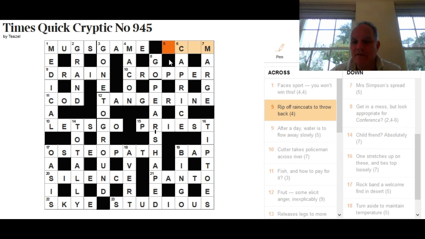And then finally, we can finish off with 5 across. Rip off raincoats to throw back. And the clue there sounds like it's talking about tearing off bits of clothing and throwing them back. But in fact, to throw back is being used as an indication of what you do with a word. You have to throw a word for raincoats back, and that will give you something that means rip off.